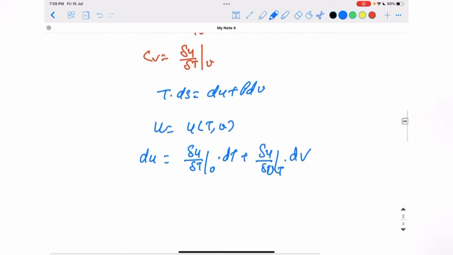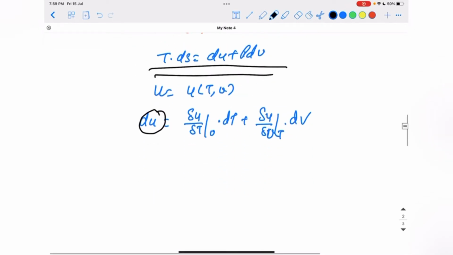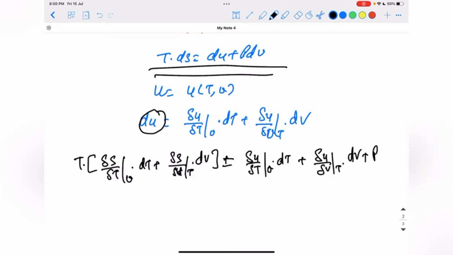Now, putting this value of dU and dS in this equation, it will be a lengthy equation, but we have to write T into ∂S/∂T at constant V into dT plus ∂S/∂V at constant T into dV, is equal to ∂U/∂T at constant V into dT plus ∂U/∂V at constant T into dV plus PdV.